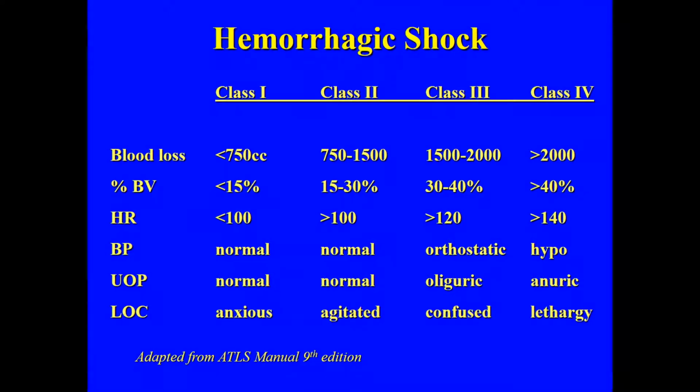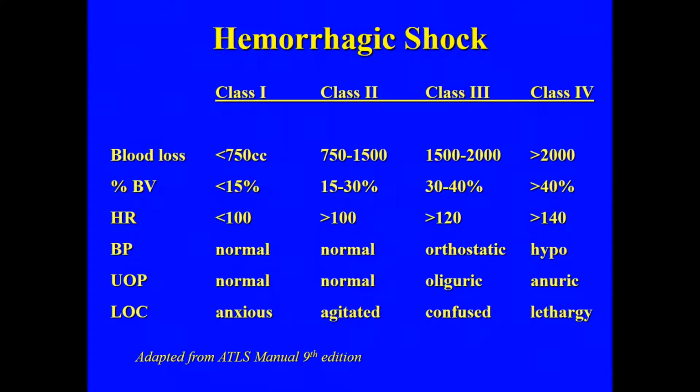With further blood loss, up to 30% of the circulating blood volume, or up to 1,500 cc's of blood volume, is characterized by the second class, or class 2, of shock. Here, resting heart rate is elevated above 100 beats per minute. Blood pressure and urinary output are still normal, but the level of consciousness can be described as agitated, but still oriented.